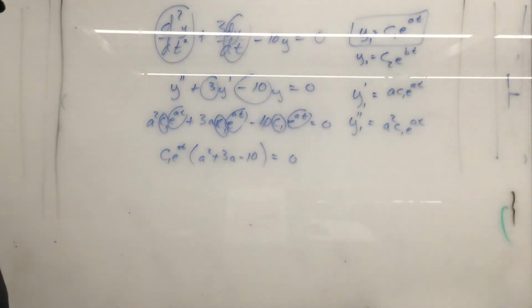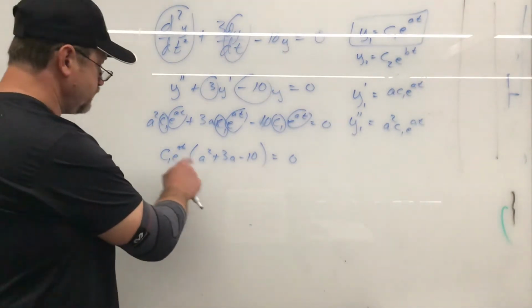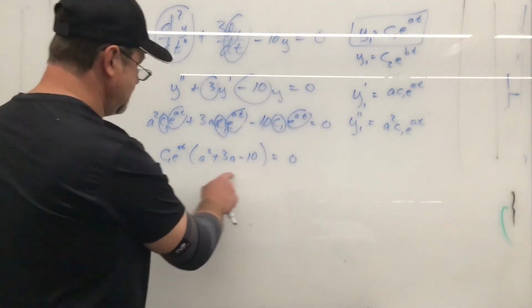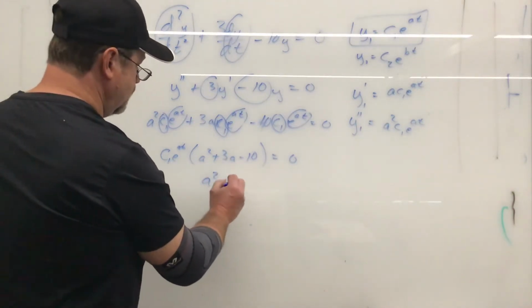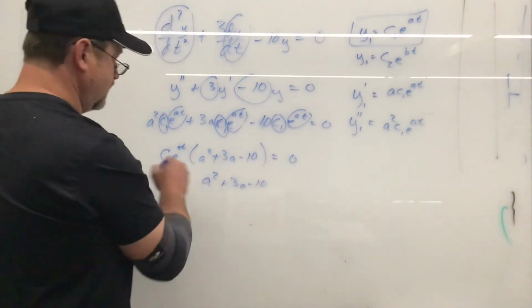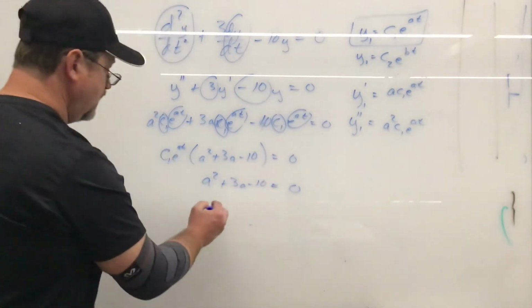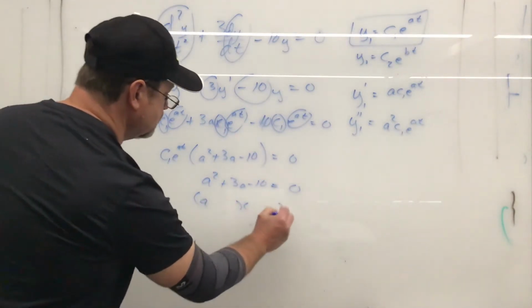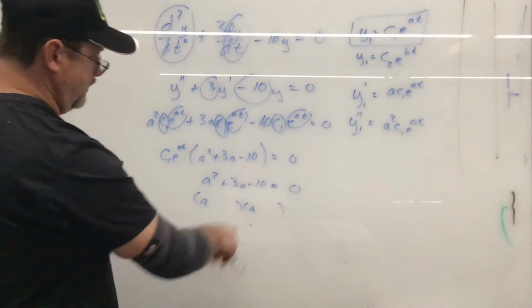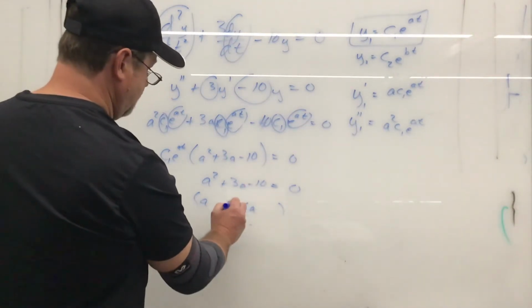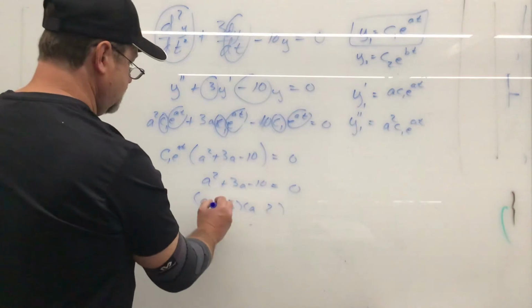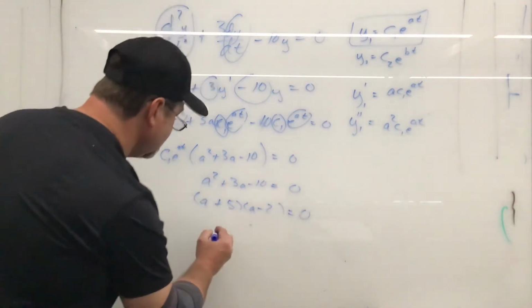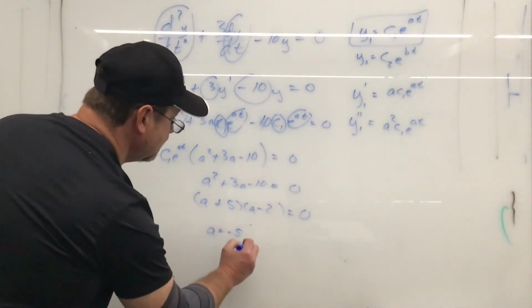Could e to the at be equal to 0? Well, no, because the exponential is defined in such a way that it never is 0. It's always positive, right? So what I end up with is that this piece right here must be equal to 0. I'm not even really concerned about the rest. This thing needs to be equal to 0. Then I go about factoring this. Factors of 10 would be 5 and 2. I need the positive here and the minus here. And I end up with a equals minus 5 or 2.